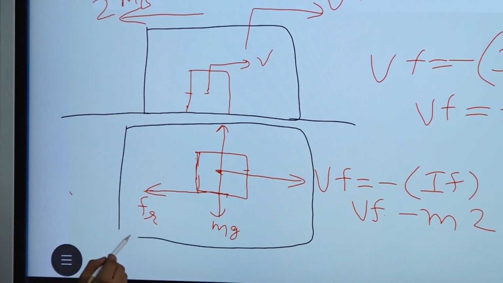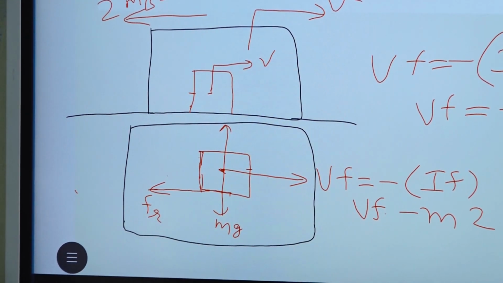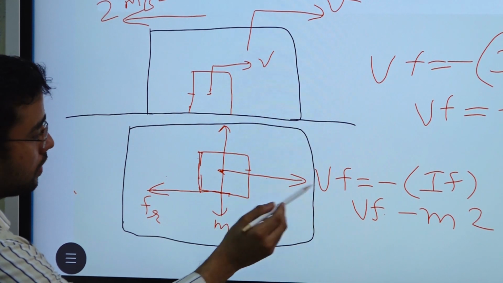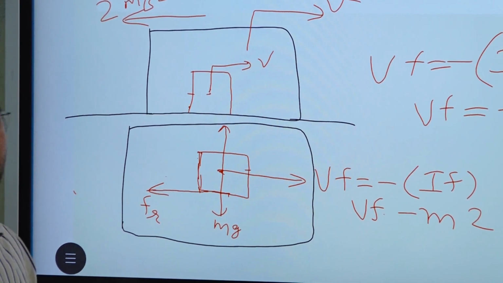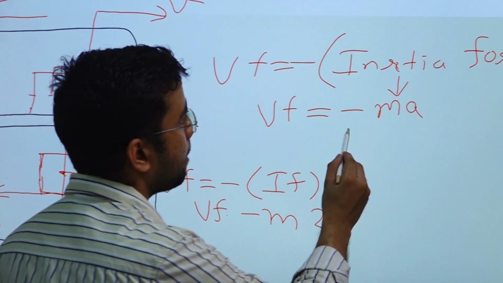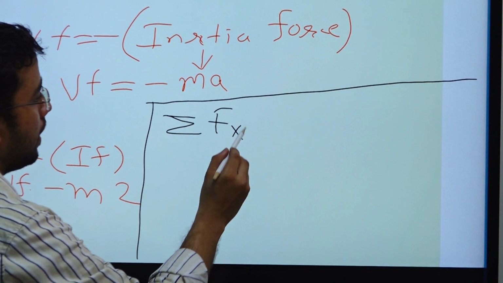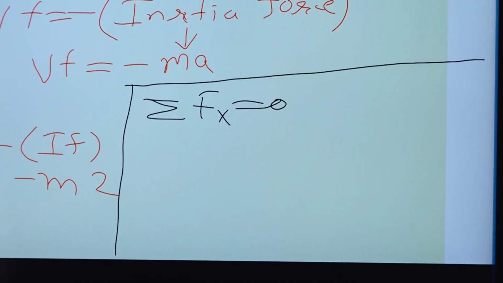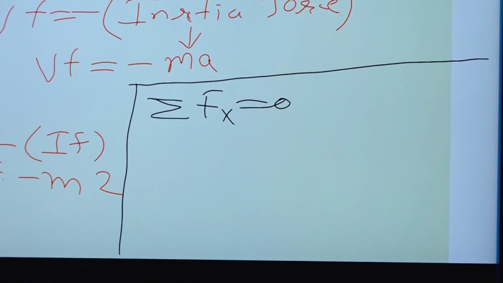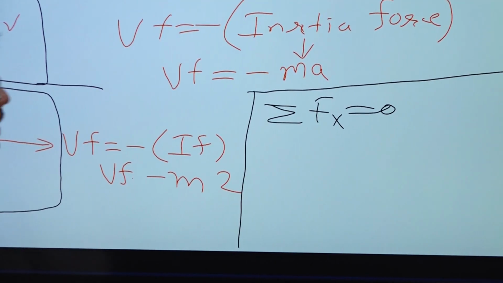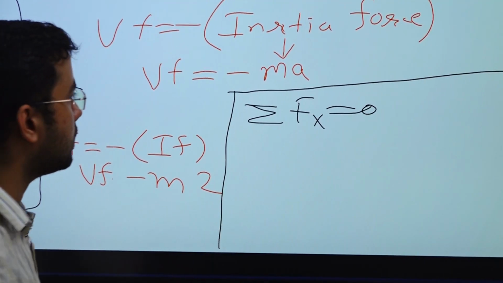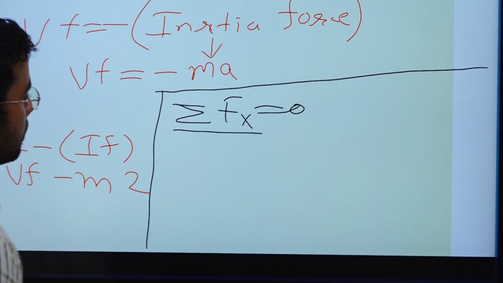So now we will analyze this problem. This is the virtual force. We will make the equilibrium condition in the x direction, sigma Fx is equal to 0, because we are assuming that everything is static. Static means everything is in equilibrium condition. In that case, sigma Fx is equal to 0, right?